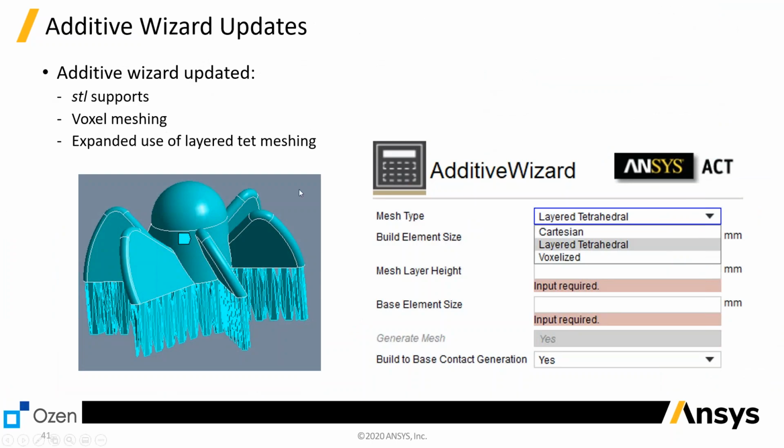One significant improvement in Workbench Additive is the wizard. The ANSYS wizard is basically a step-by-step tool that helps you take your simulation from the beginning to the end, especially for new users, and it has been improved to include the STL support, the voxel meshing, and the expanded use of layer tet meshing inside the new wizard.